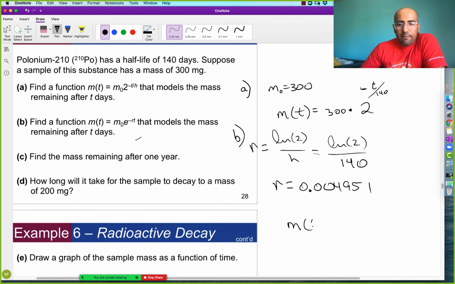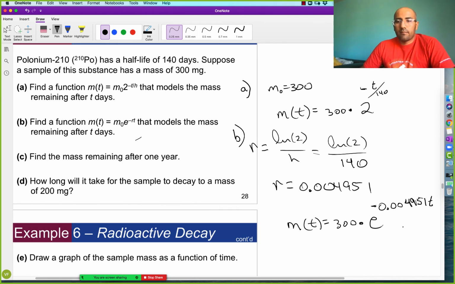The formula m of t equals m naught, which is 300, times e to the power of negative 0.004951 t. Any questions?